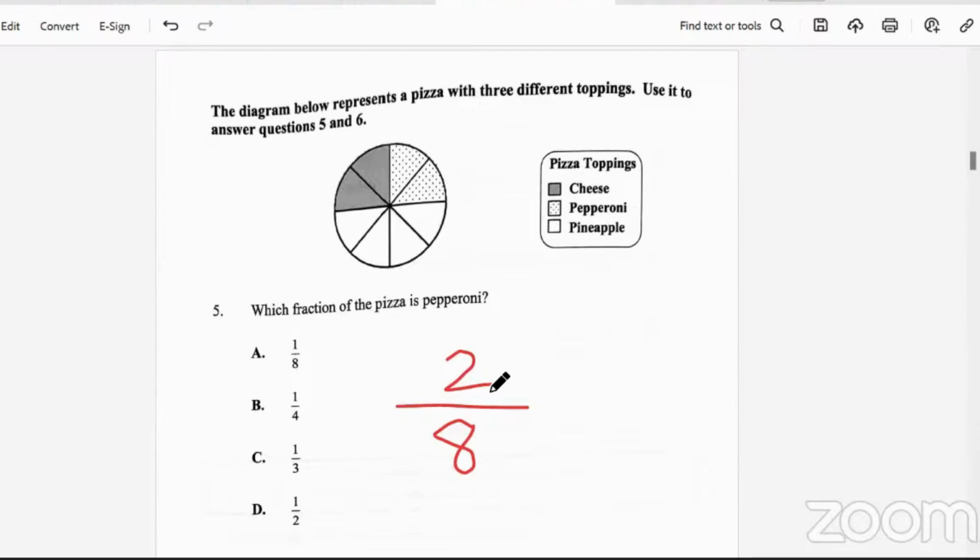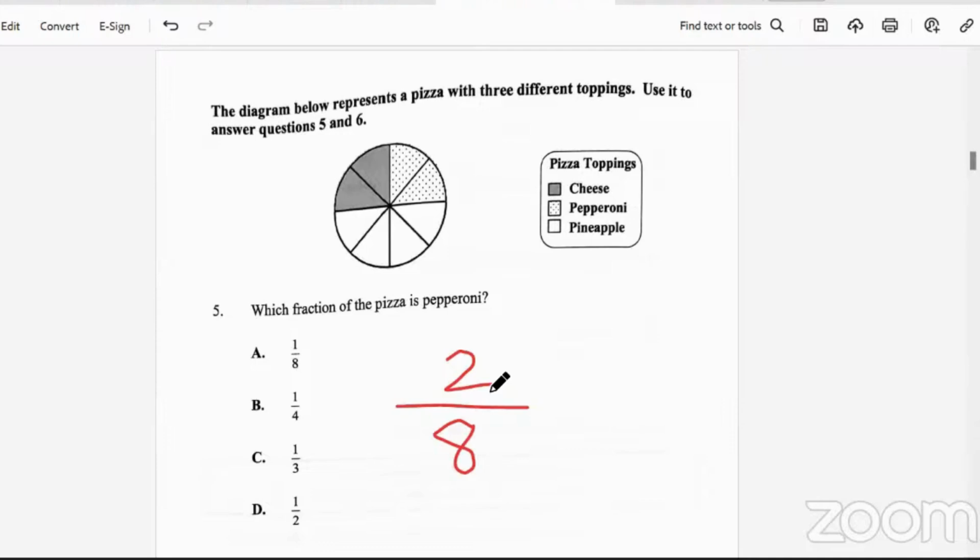Now, when we look at our answers, we see 1/8, a quarter, 1/3, and a half. We don't see anything saying 2/8, but we know 2/8 is 2 parts out of 8. It's not 1 out of 8 parts, so we can't use that. So what we have to do is find an equivalent fraction for 2/8. So how do we do that?